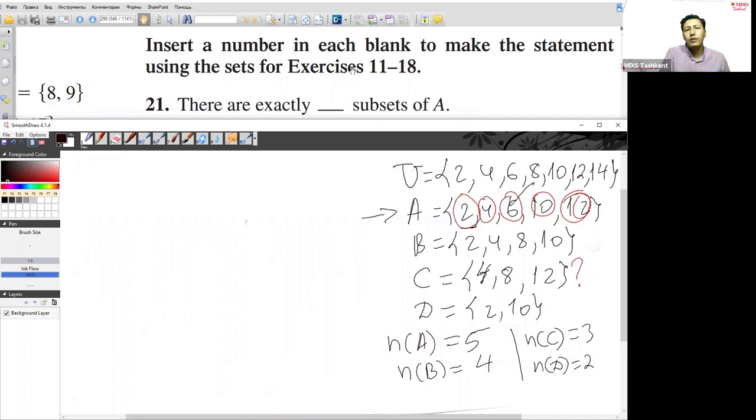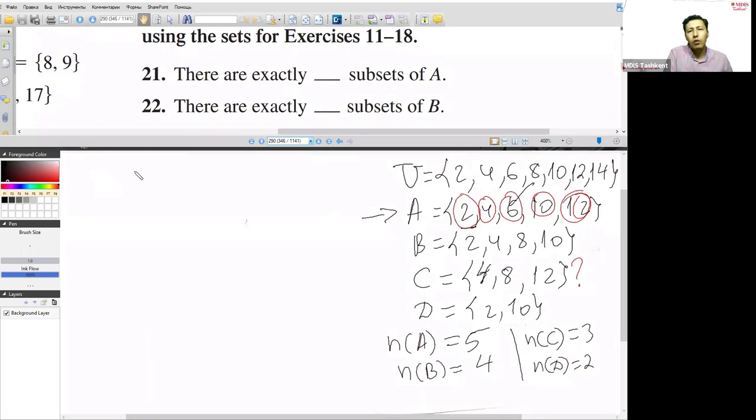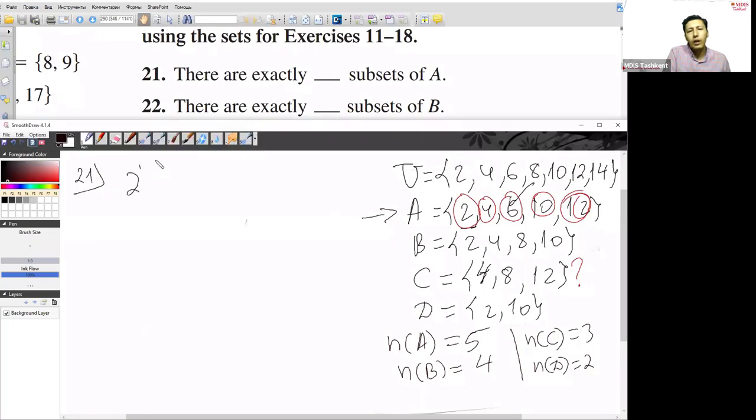21. There are exactly how many subsets of A? How to find it? You have a special formula like this. This is the formula, and it gives you the number of subsets. So 2 power N(A), which is 5. So 2 power 5 is equal to 32. There are 32 subsets of A.